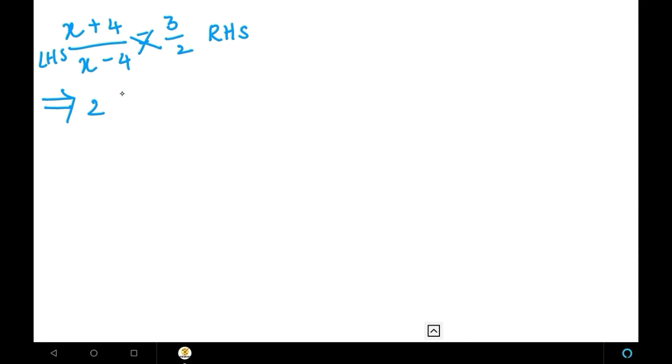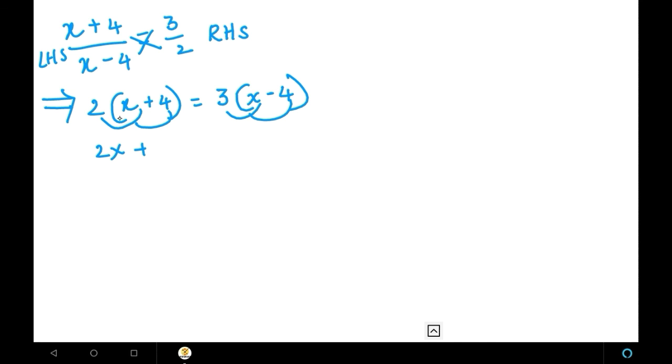So it will become 2 into x plus 4 equal to, in LHS, x minus 4 is in denominator. When it goes to the other side, the RHS, it will be the numerator. So 3 into x minus 4. Let us simplify inside the brackets in LHS as well as RHS. In LHS, 2 into x is 2x plus 2 into 4 is 8 equal to 3 into x is 3x. 3 into minus 4 is minus 12.